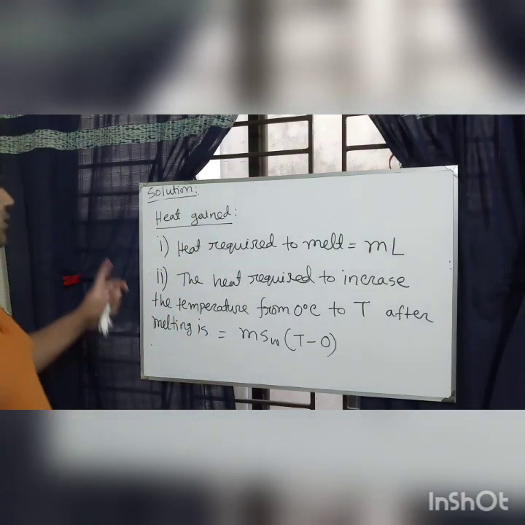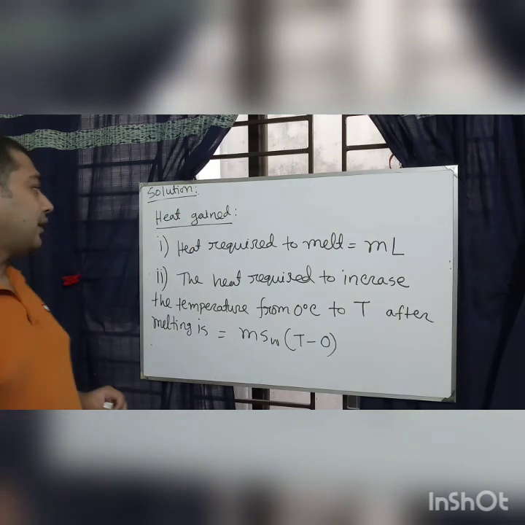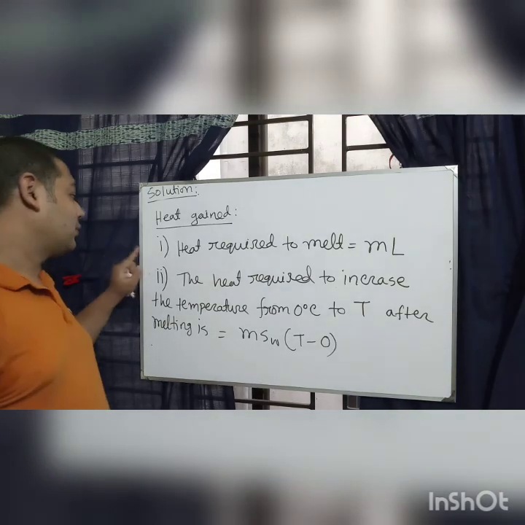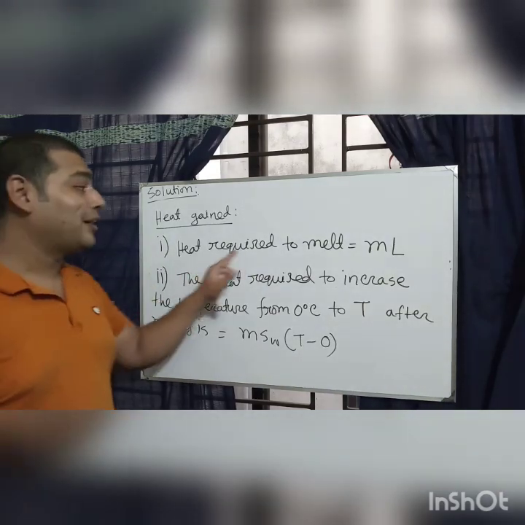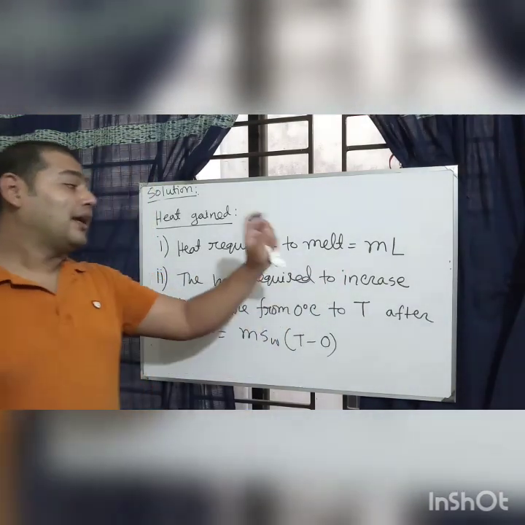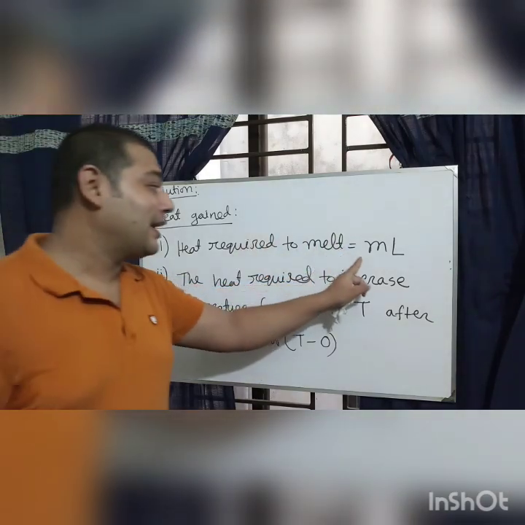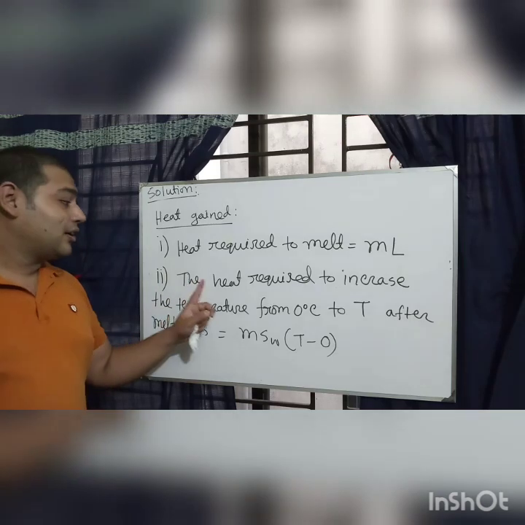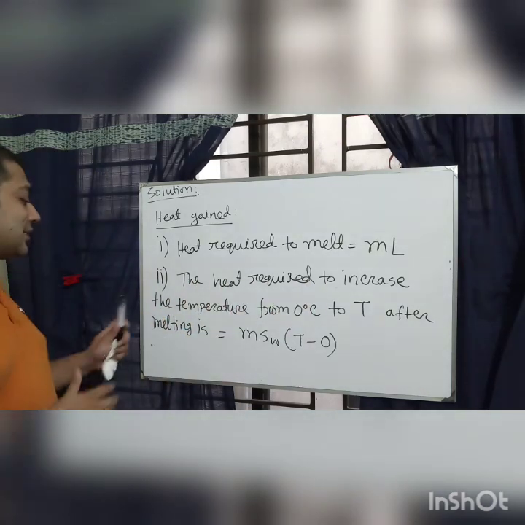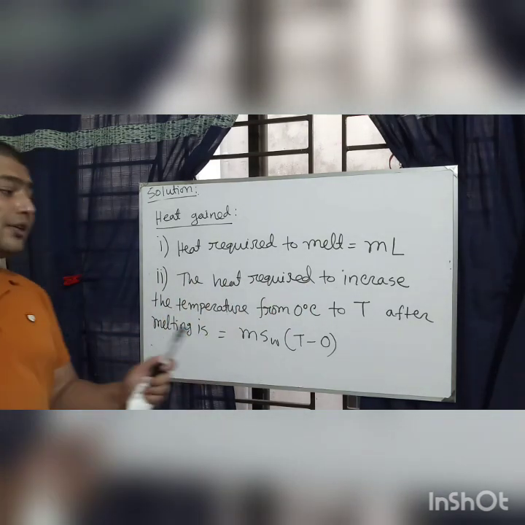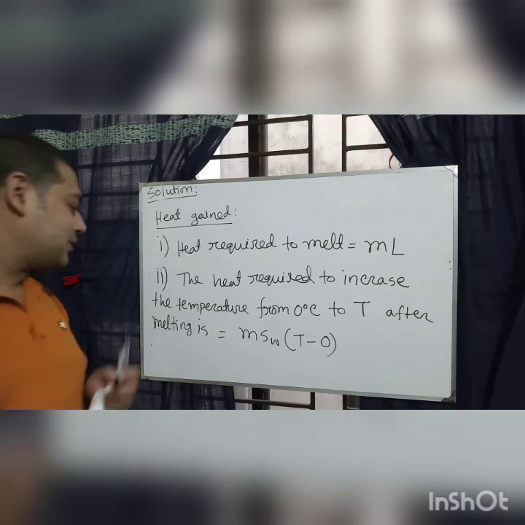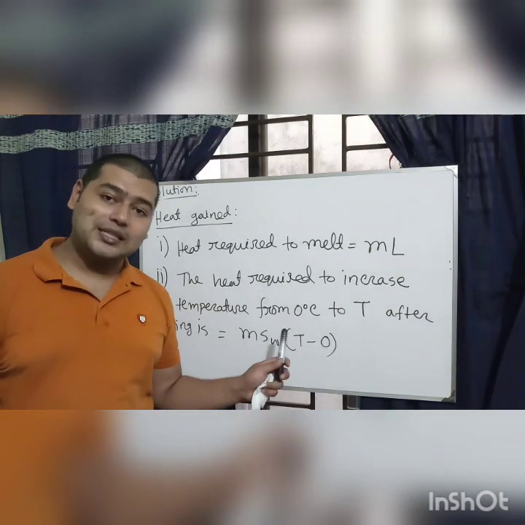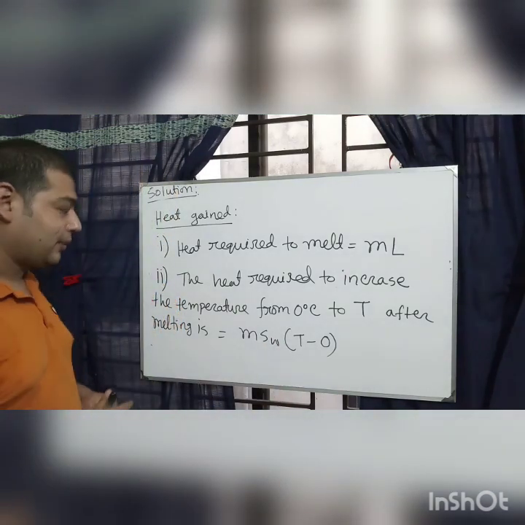Okay, so we will discuss heat gain in two parts. Number one part is the heat required to melt the ice, and in this stage the heat gain is mL. The other stage, the heat required to increase the temperature from 0 degrees to T after melting, is m SW into (T minus 0).